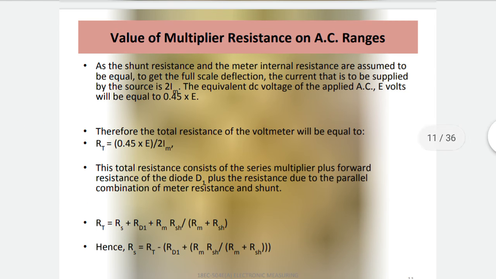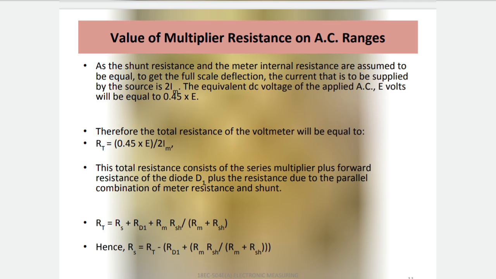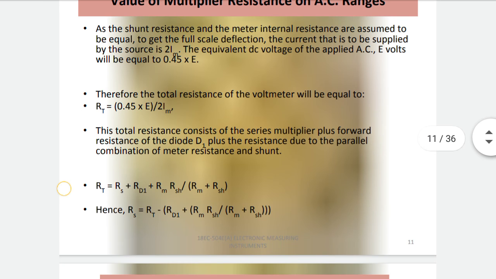As the shunt resistance and the meter internal resistance are assumed to be equal, to get the full scale deflection, the current to be supplied by the source is 2 into Im. The equivalent DC voltage of the applied AC E volts will be equal to 0.45 into E. Therefore, the total resistance of the voltmeter, RT, is equal to 0.45 into E divided by 2 into Im.